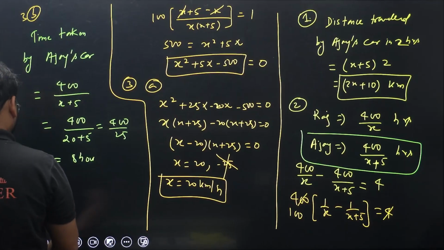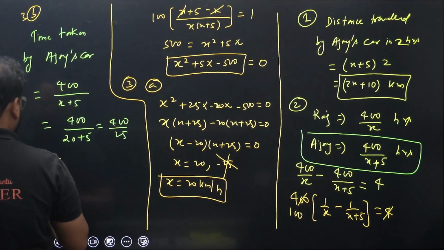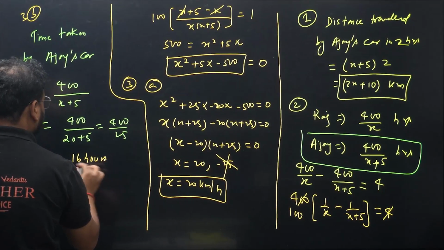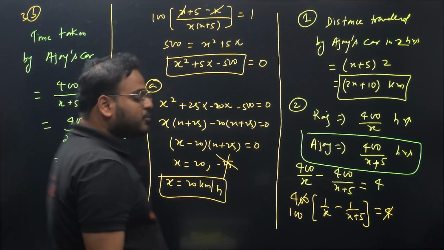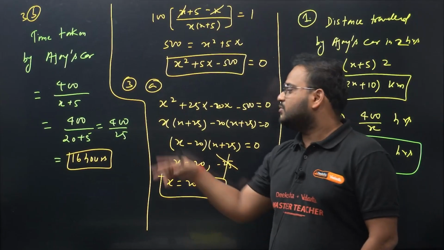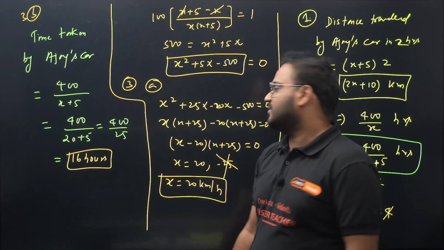No, 16 actually. Sorry, 16 hours. 25 into 8 is 200 actually, right? 25 into 4 is 100. 25 into 8 is 200. 25 into 16 will become 400. So the answer is 16 hours.